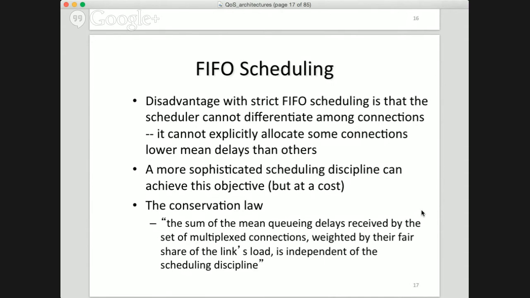But I have some fundamental limitations in the degrees of freedom that I have in the design of my scheduling policy. And in particular, I have the famous conservation law that states that the sum of the mean queuing delays received by the set of multiplexed connections weighted by their fair share of the link's load is independent of the scheduling discipline. What does it mean? Well, it basically means that given a system which has a finite bandwidth, I have an overall limit in the amount of bandwidth that I can allocate to different flows. And second, there is a relationship between the bandwidth that I allocate to connections and the delay that they experience. And if you check on Kleinrock's book, you will see some more explanations about this one.